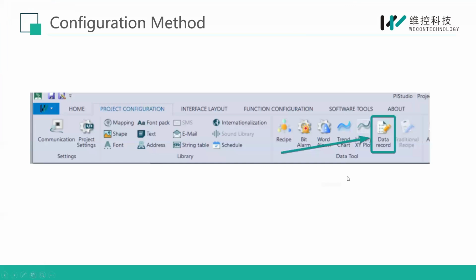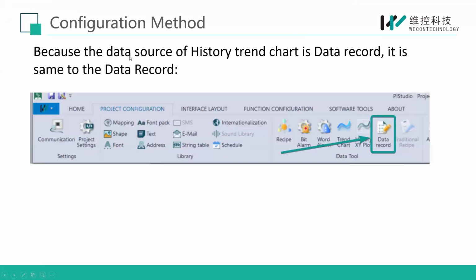So first step is data record configuration. Because the data source of the history trend chart is data record, it is the same as the data record. Okay. So first of all, if you want to create a history trend chart, its source data is the data record. According to your data record conditions, you can plot your history graph.